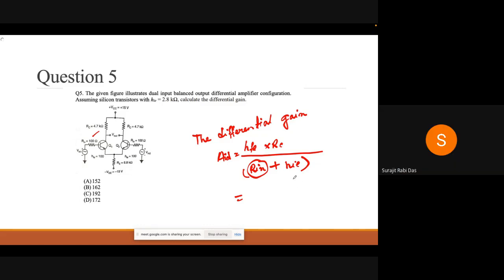No, but here Rin is not 100 ohm. Rin is the input impedance looking from the base side. So that will be, for differential mode, 2 into 1 plus beta times R pi if RE is not there. If RE is there, then it will be 2 into 1 plus beta times RE. That is the Rin, no? 100 ohm is for the signal, meaning the source resistance. No?